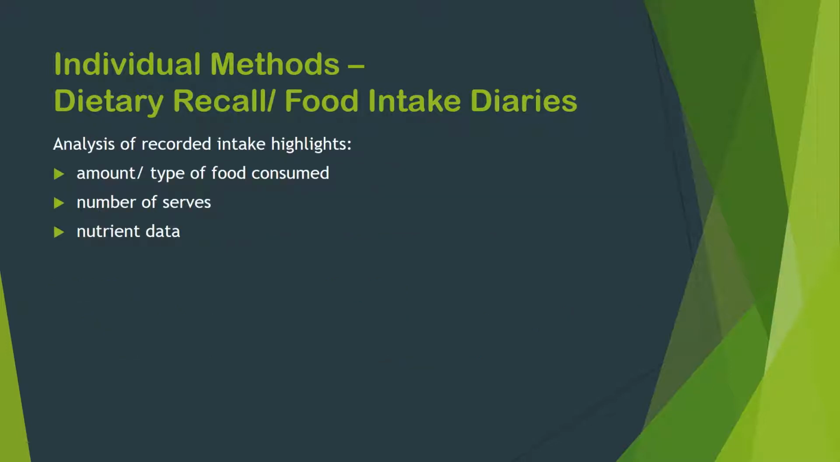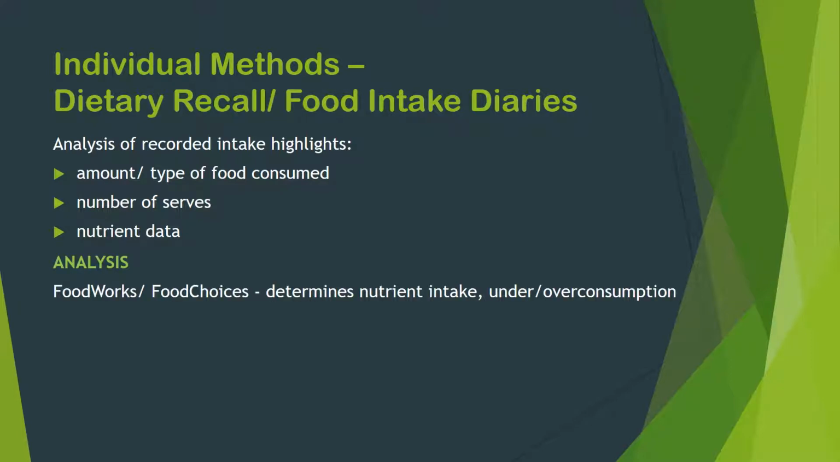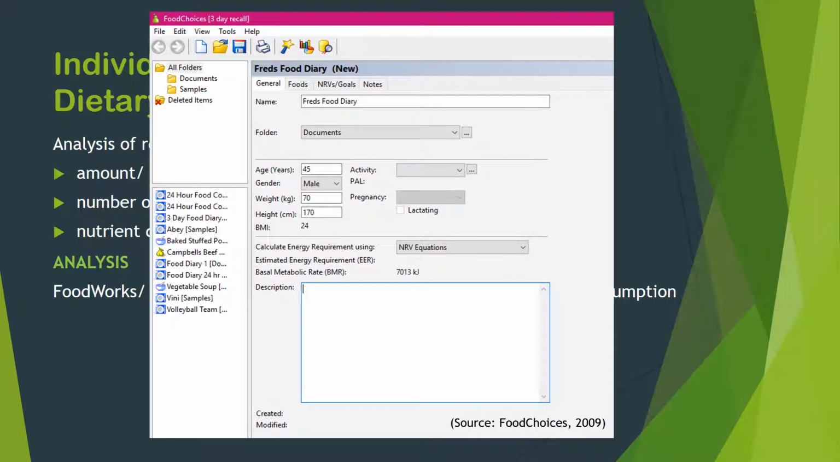The analysis of recorded intake highlights the amount and type of food consumed, the number of serves, and nutrient data. Analysis includes software such as Food Choices or FoodWorks, which helps to determine nutrient intake and under or overconsumption. Here's a screenshot from Food Choices, where you can input the age, the weight, and the height of an individual, and on a separate tab, put information regarding their food intake.